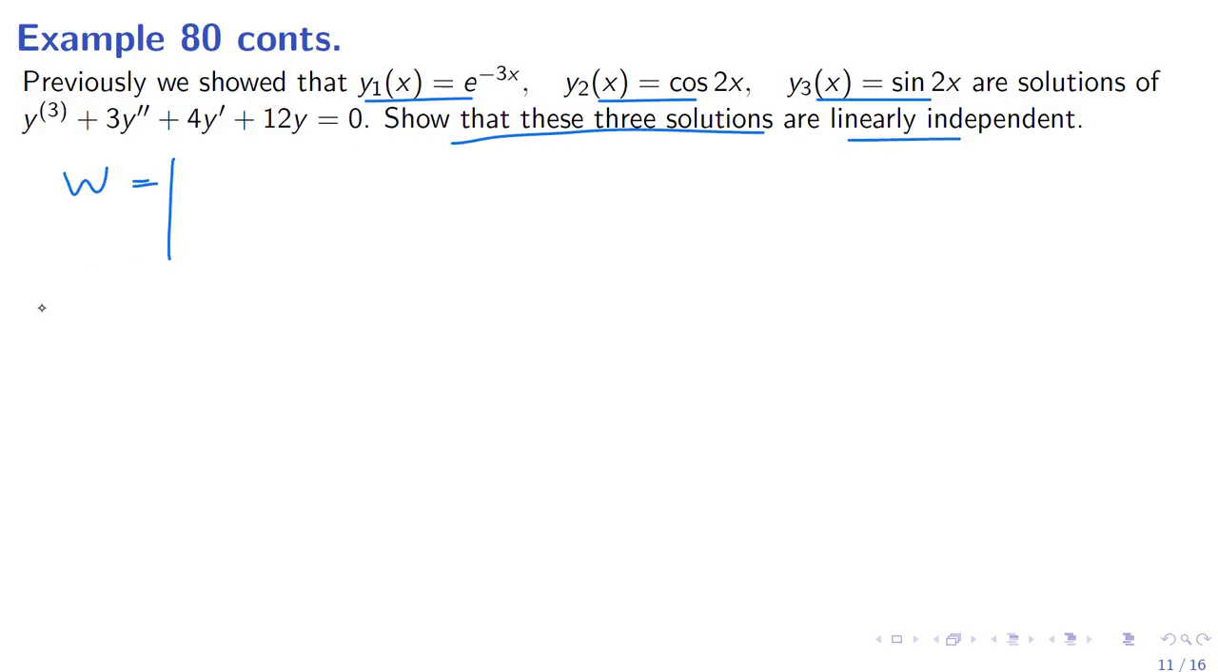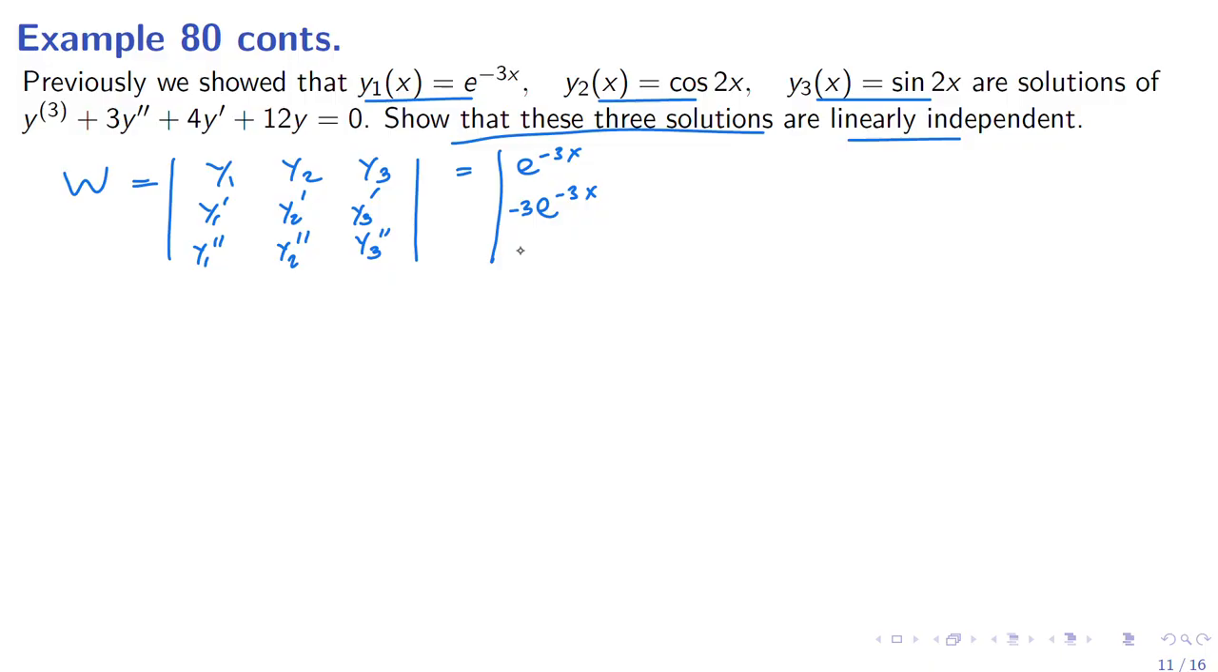So that's the determinant of y1, y2, y3 in the first row. The second row is y1 prime, y2 prime, y3 prime. And the third row is y1 double prime, y2 double prime, and y3 double prime. Okay, so the determinant of this matrix. Let's write it for these three given functions. So the first column is e to the minus 3x, its first derivative is minus 3 e to the minus 3x, and the second derivative is 9 e to the minus 3x.